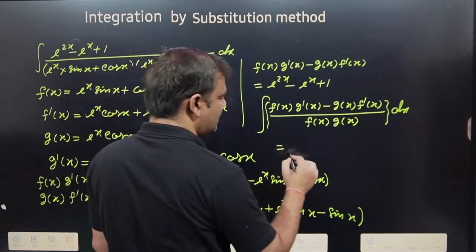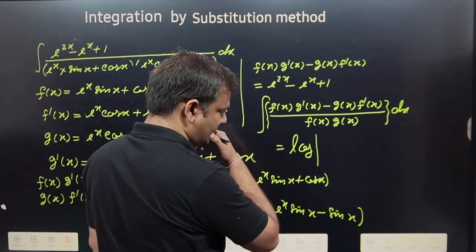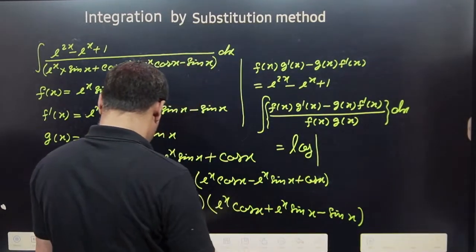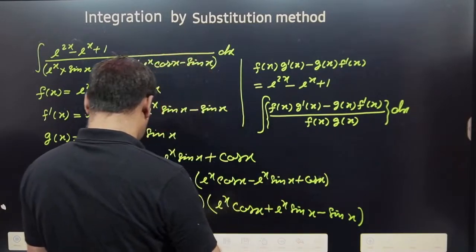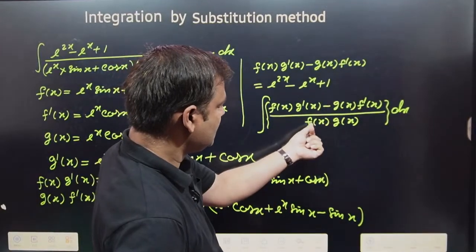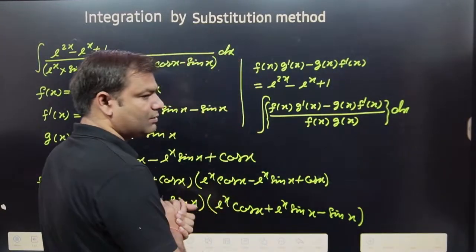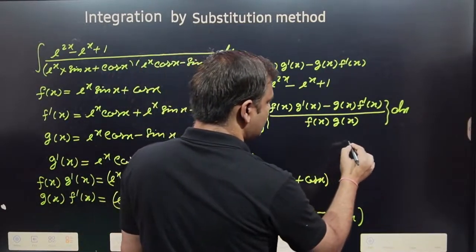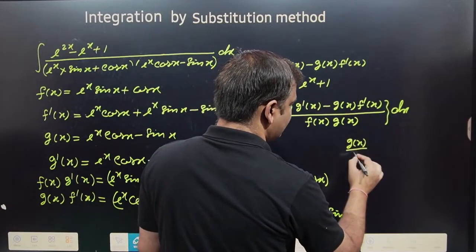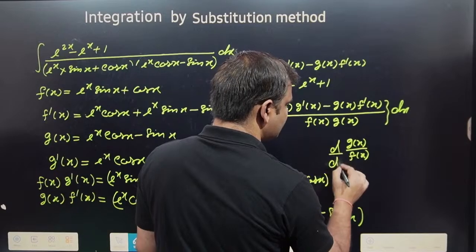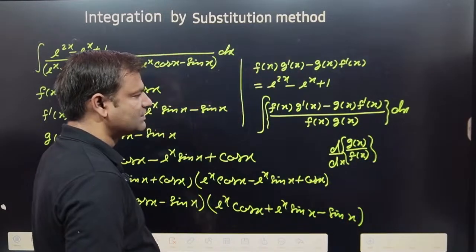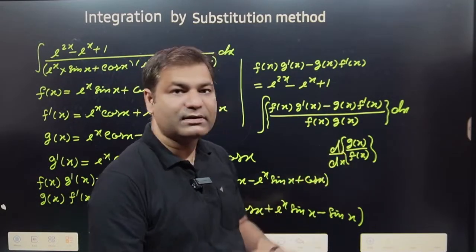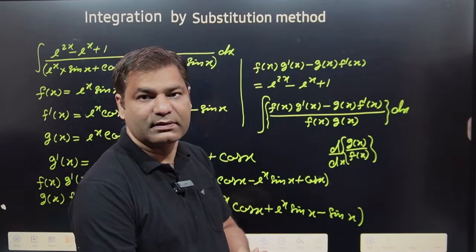Then what about that value? Simply log of... I know that the differentiation of g of x divided by f of x with respect to x is how much? f of x into g prime x minus g of x into f prime x divided by f of x whole square.